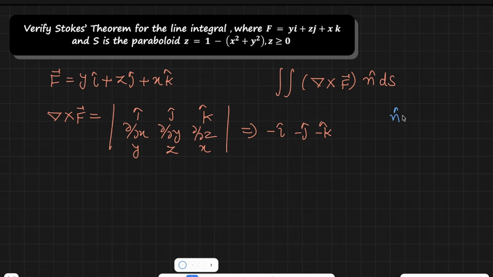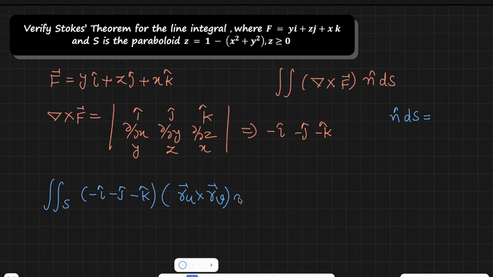Once you get the determinant, you have to put this value here, or before calculating that, we have to find out its normal vector n cap dot ds. So what do you mean by the n cap? In that case, you have to find the r vector, ru and rv. Basically it's a surface integral, and it is minus i cap, minus j cap, minus k cap, and this n cap is going to be the ru vector and rv vector.